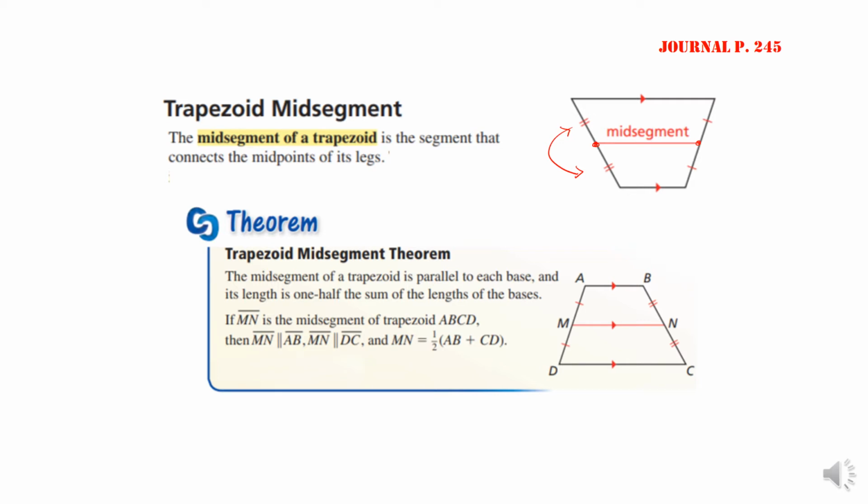Now, what's special about it? The midsegment of a trapezoid is parallel to the bases. So notice the two bases are parallel, so all three are parallel. And its length is 1/2. So the length of MN is 1/2 of AB plus DC. Okay, so we add those, and this is 1/2 of that.